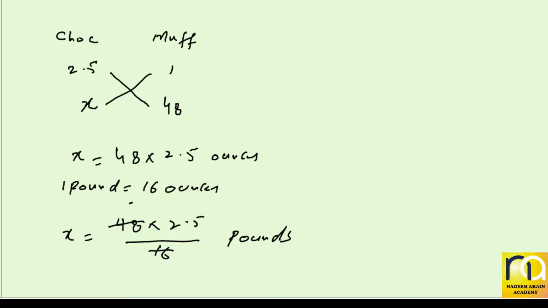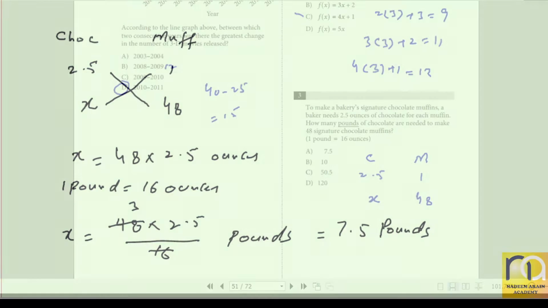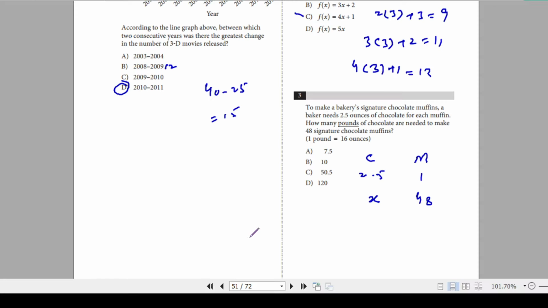16 threes are 48, and 2.5 times 3 is 7.5 pounds. So you'll need 7.5 pounds of chocolate for these muffins. So A is the answer. You can use the unitary method as well if you want to, because one muffin needs 2.5 ounces, so 48 muffins will need 2.5 times 48 ounces, and in the end you divide it by 16 to convert it into pounds. Either way, it's just fine.